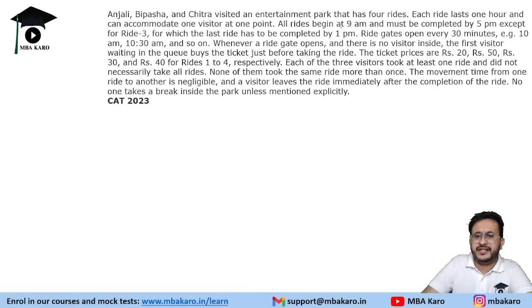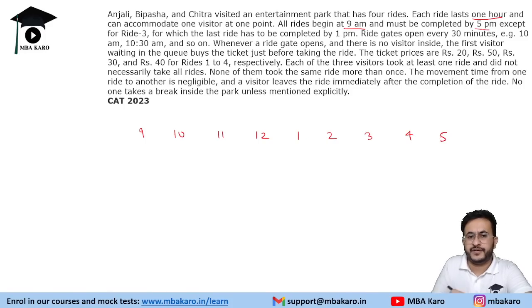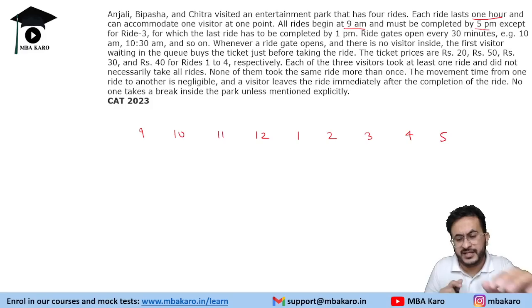So it says that rides begin at 9 a.m. and must be completed by 5 p.m. and the ride lasts 1 hour. So you make slots like 9 to 10, 10 to 11, 11 to 12, 12 to 1, 1 to 2, 2 to 3, 3 to 4, 4 to 5. So there were just three people. This was a doable set in the examination.